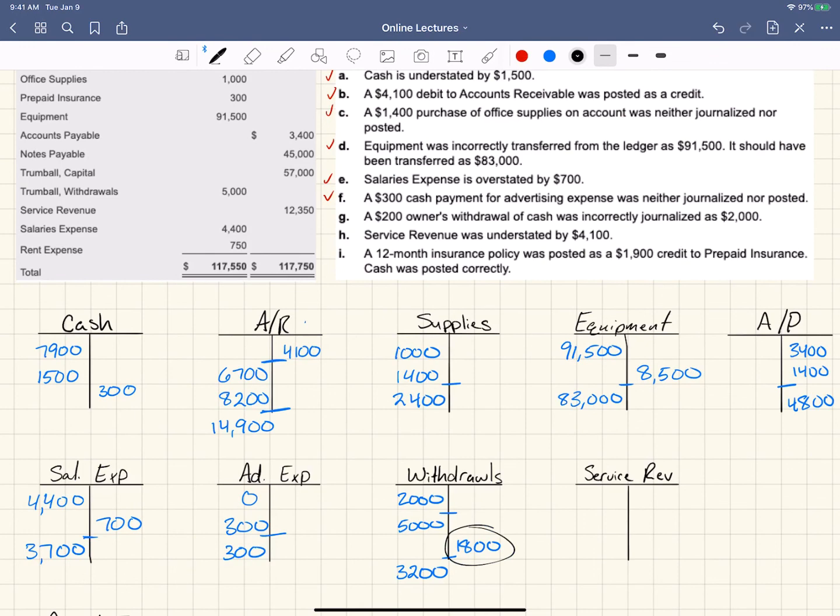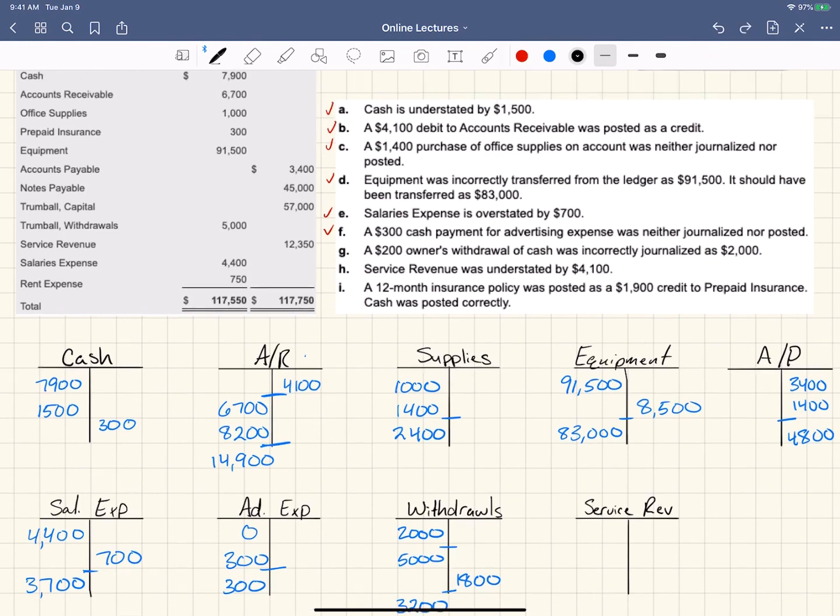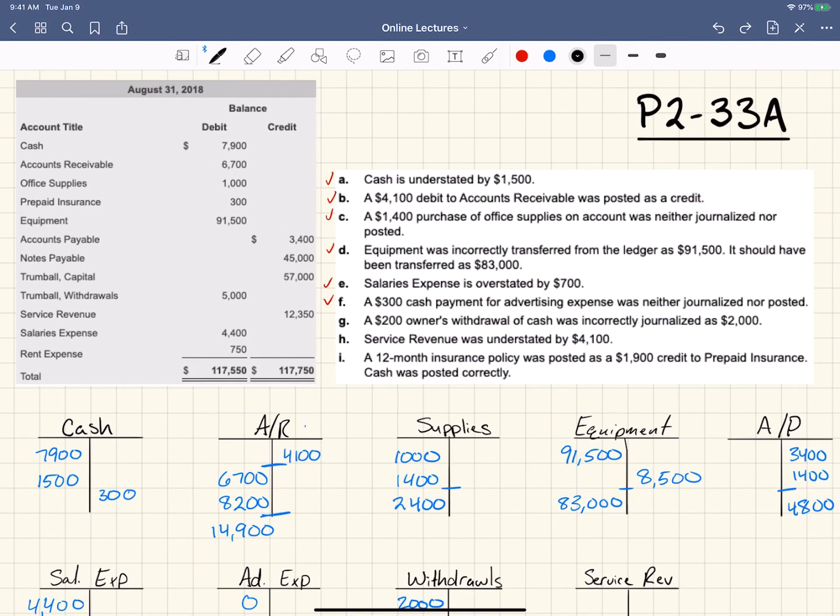Because we'd want to do a credit here of 1,800. So we're going to credit withdrawal of 1,800. And then we would have more cash on our books because we overstated that of 1,800. Right, so we're probably going to want to come over here and put down this $1,800 cash because that's going to affect that part of our trial balance as well.